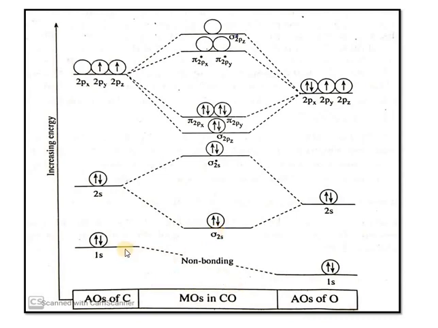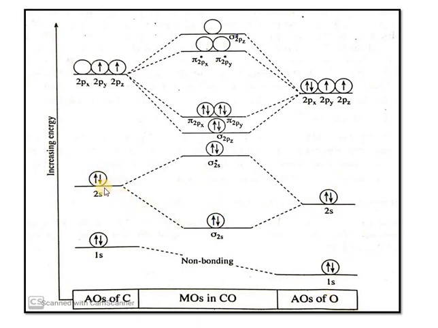Like this, these are the atomic orbitals of carbon on the left-hand side, and the atomic orbitals of oxygen on the right side, and the middle part forms the molecular orbitals of carbon monoxide. First, in the penultimate shell, we can write the electronic configuration as 1s2 of carbon and 1s2 of oxygen, and secondly the 2s2 of carbon and 2s2 of oxygen.